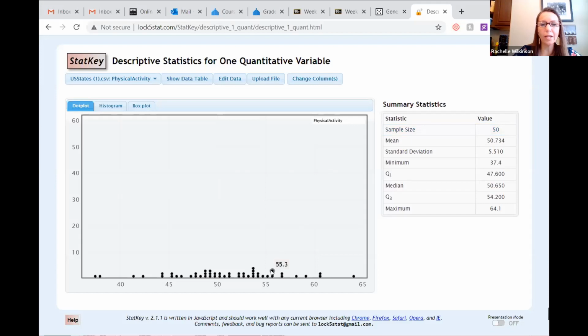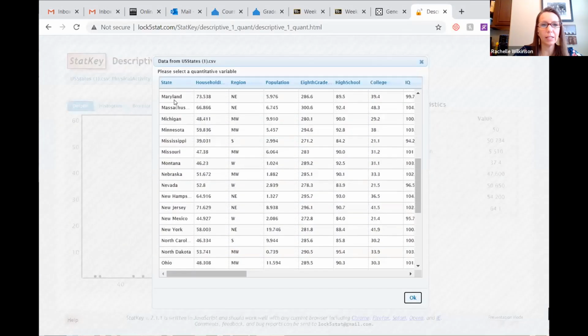So what does one dot in this dot plot represent? Where did the number come from for that one dot? Each dot in here represents what? Like, what are the cases, in other words, in this population? Yeah, the states. So here, if I click on change columns, I can bring back up the data set here.